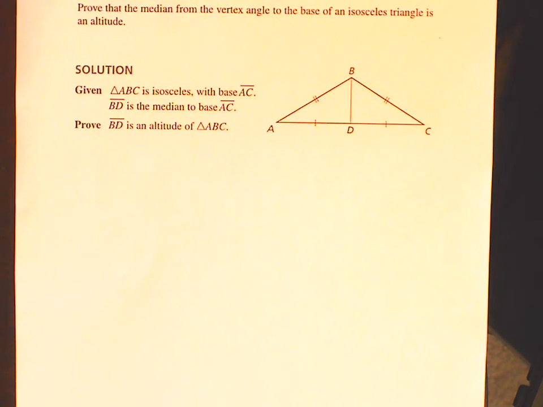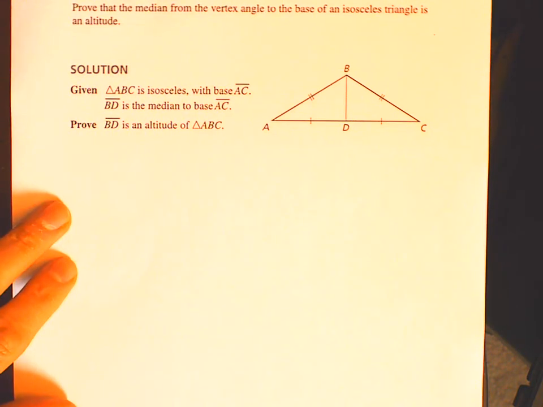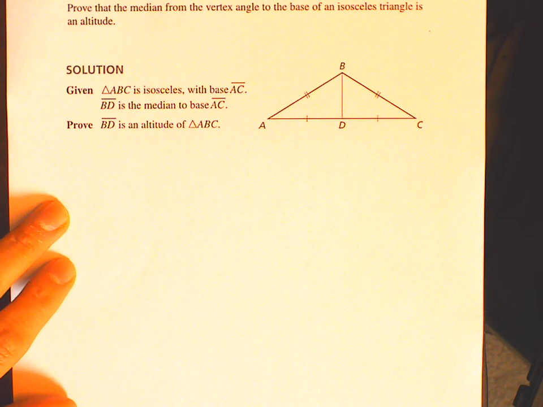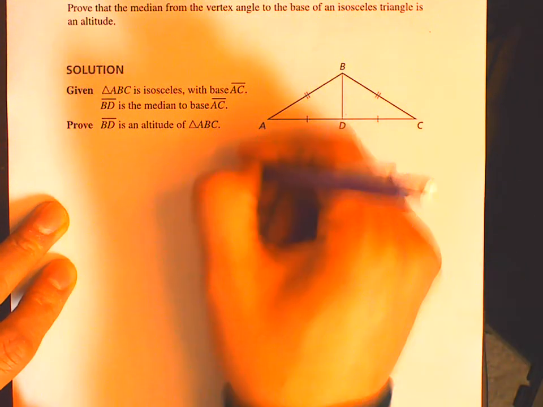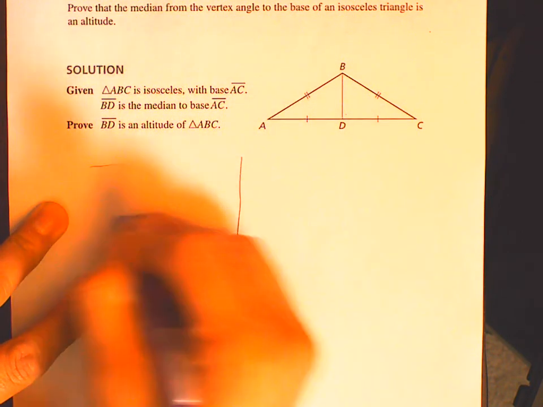All right, example number 4. We have a proof. It says prove that the median from the vertex angle to the base of an isosceles triangle is an altitude. So what you have here is triangle ABC is isosceles with a base of AC, and BD is a median to the base. They want me to prove that BD is an altitude. In other words, I have to prove that this right here is a right angle. Check this out. It looks hard, but honestly, it is not.